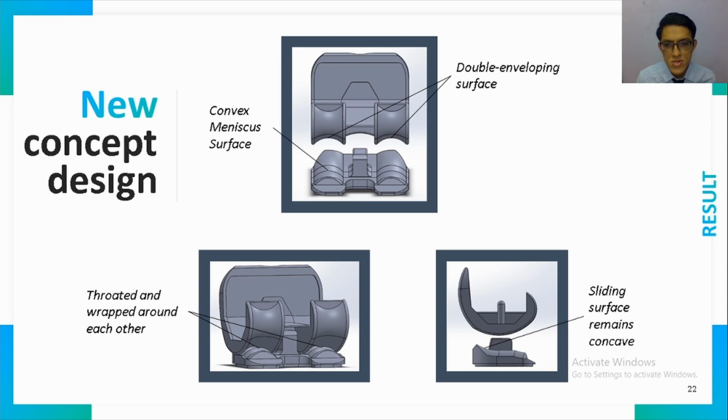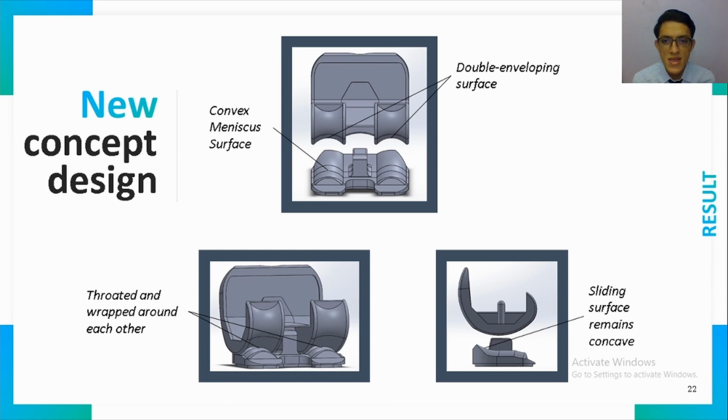Total knee prostheses usually have high contact stress. The concept from the double enveloping worm gear is utilized for the new design. Both components, the double enveloping femoral condylar surface and the convex meniscus surface, just like the double enveloping worm gear set, are throated and wrapped around each other.